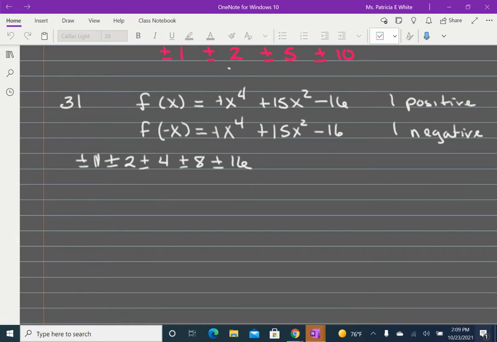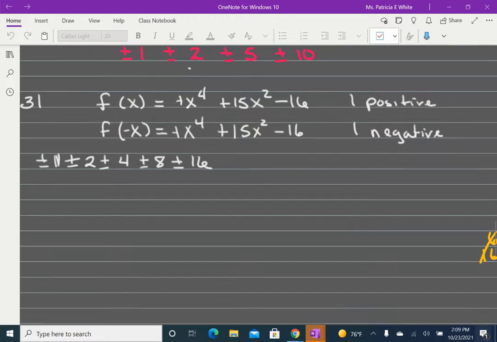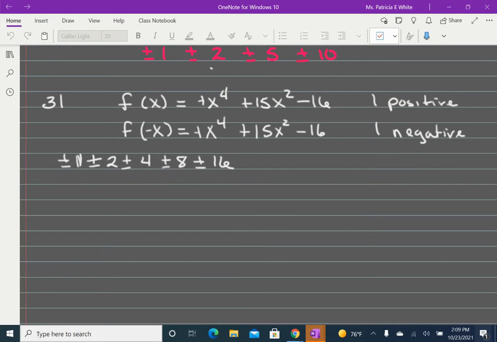Okay, this is going to be part 3. We're going to look at problem 31 and 32. Here we're going to factor. On these problems, we want to find out what the solutions are. What are going to be my x-intercepts? So I need to find out my changes in my signs.